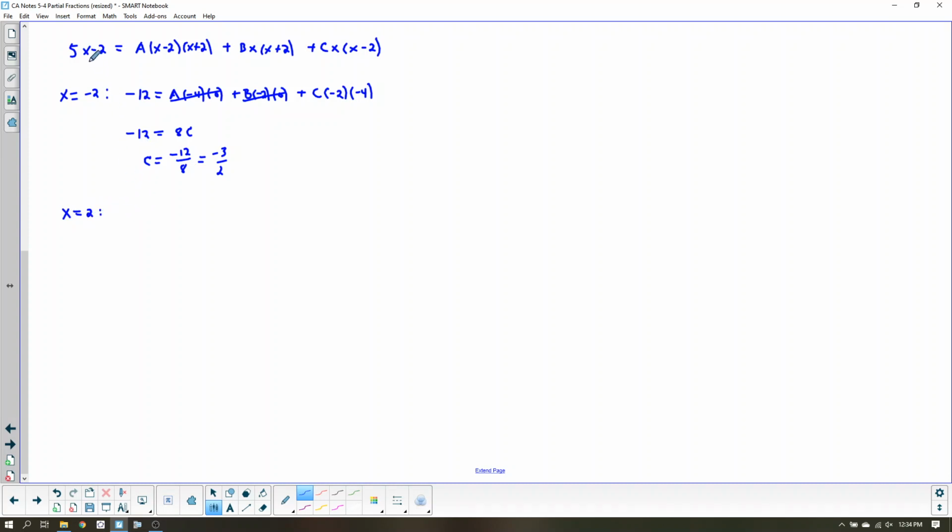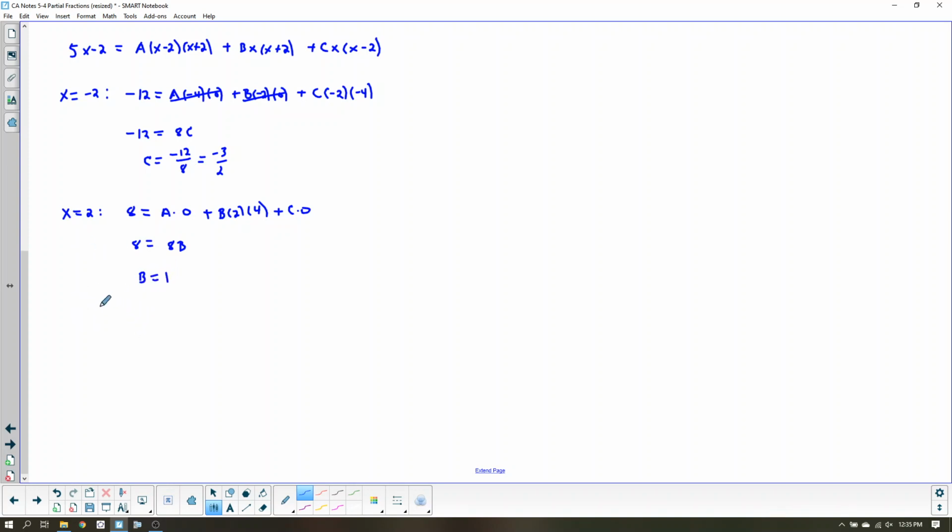All right, left-hand side, you're going to get 10 minus 2, which is 8. Then you'll have a times 0. I'm just going to abbreviate this time, plus b times 2 times 4, and then plus c times 0. That's going to get wiped out because of that factor there. All right, so that leaves 8 equals 8b. You divide over, you get b is equal to 1.